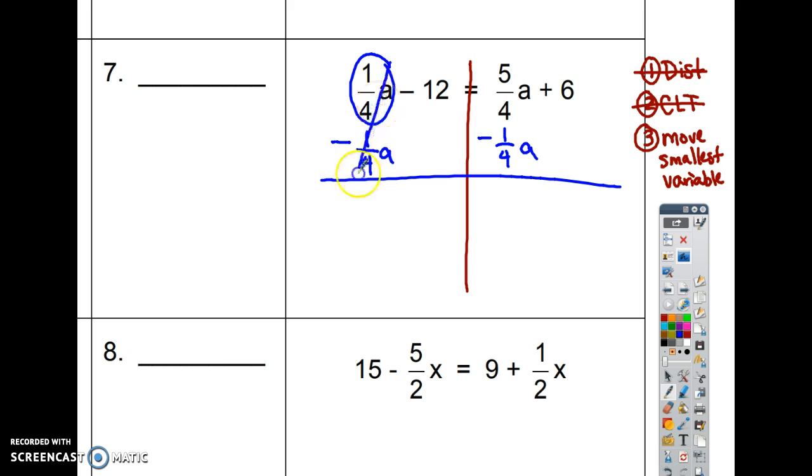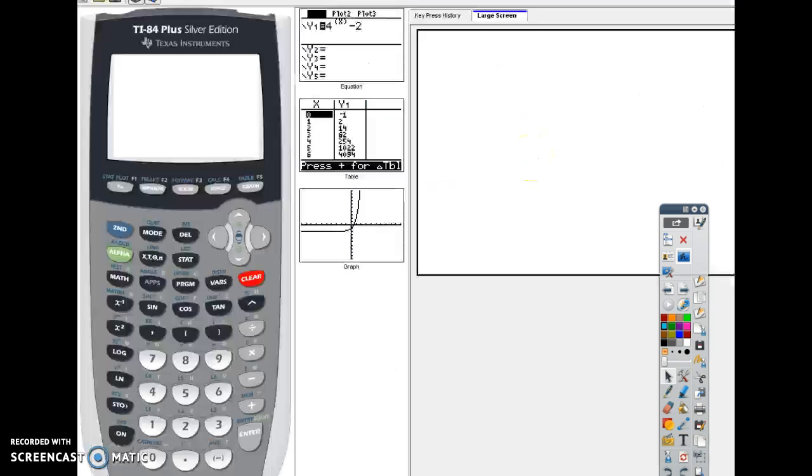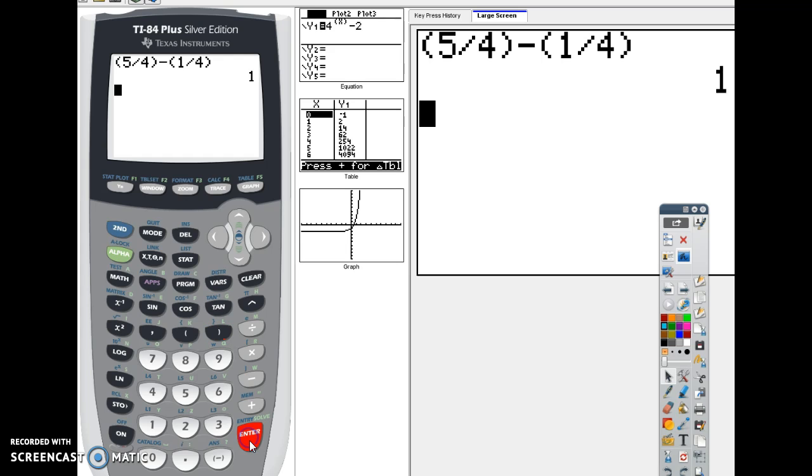So when you do this in the calculator, you need to put parentheses around these numbers and do not put the A's. So it's just the fractions in the calculator, like so. Parentheses, 5 divided by 4, close parentheses, minus, parentheses, 1/4, close parentheses. Enter. And that only gives you 1 because, think about it, 5/4 minus 1/4 gives you 4/4, which is just 1. Okay?